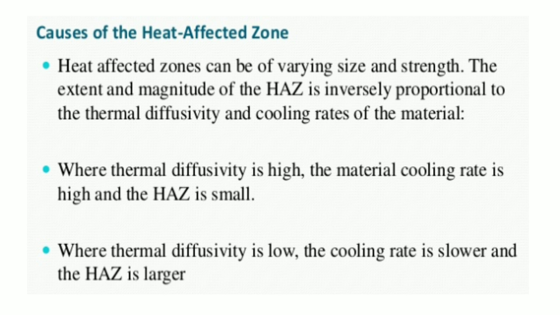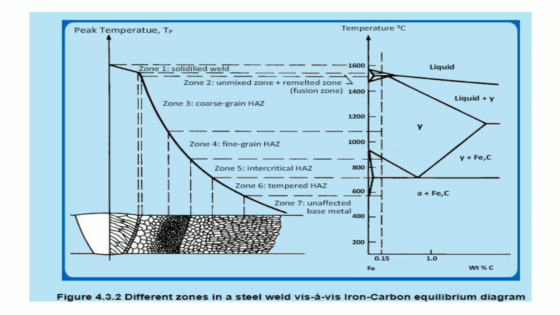Heat affected zone can be of varying size and strength. The extent and magnitude of the heat affected zone is inversely proportional to the thermal diffusivity and cooling rate of the material. Where thermal diffusivity is high, the material cooling rate is also high, and the heat affected zone is very small. Where thermal diffusivity is low, the cooling rate is also slower and the heat affected zone is larger. This is the figure for heat affected zone.